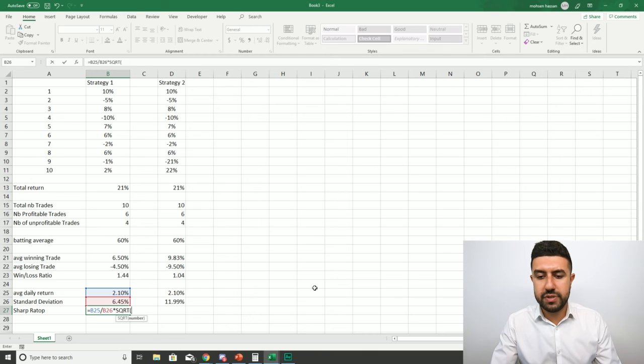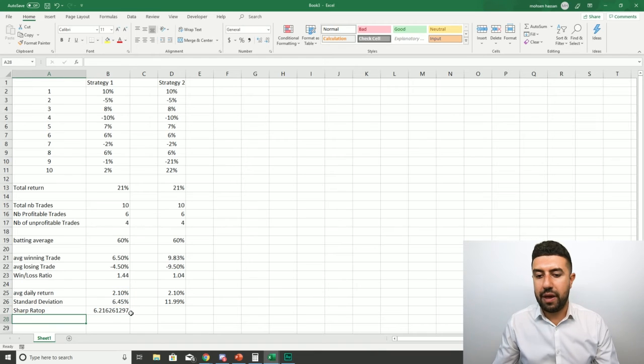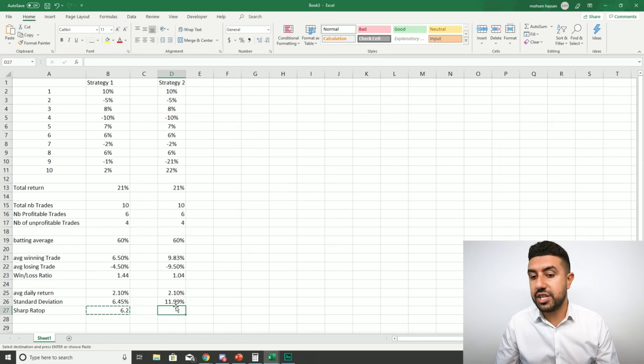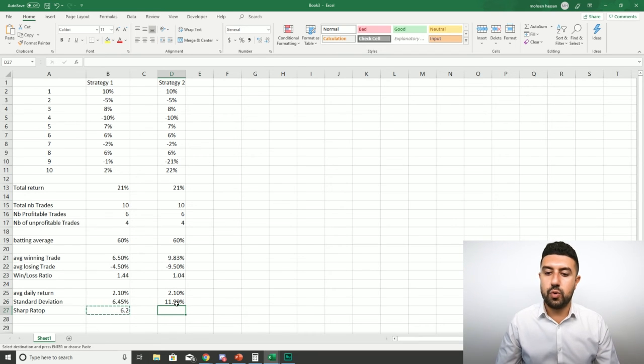But since we're trading cryptocurrencies, and cryptocurrencies trade every day of the year, we annualize by multiplying by the square root of 365. And here we go. We have a Sharpe ratio here of 6.2. And here you guys can guess the Sharpe ratio is going to be less. Since the standard deviation is bigger, the same number divided by something bigger is going to give us a smaller number, which is 3.3.